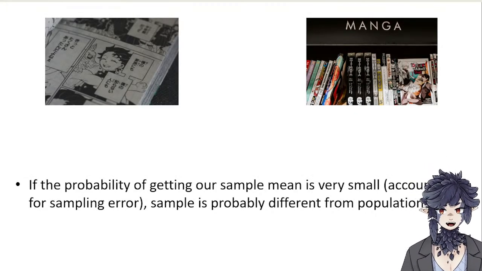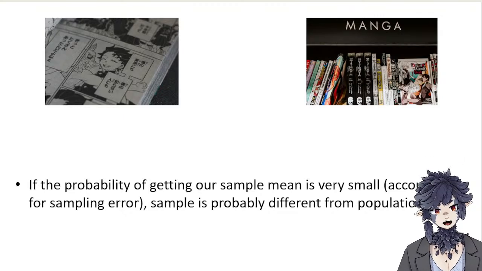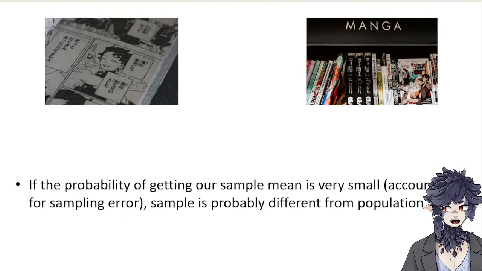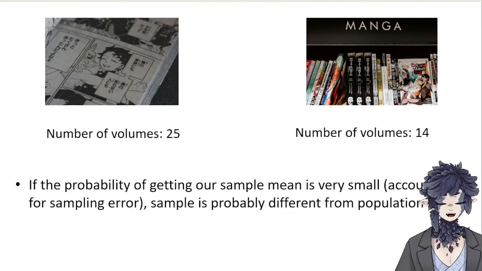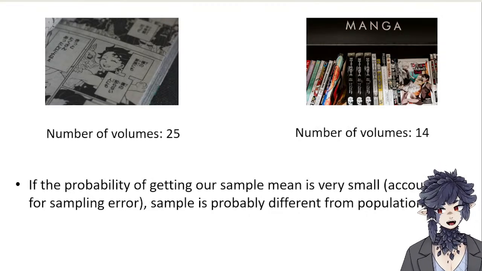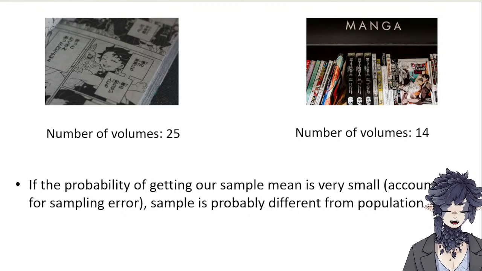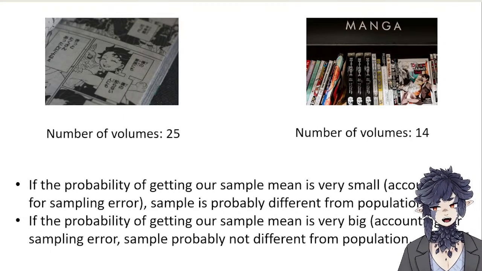Now, the way that we think about this in statistics is, if the probability of getting our sample mean is very small, after we account for the fact that samples are different from the population, so after accounting for sampling error, then the sample probably really is different from the population. So let's say, for example, the average shonen manga is about 25 volumes long, and the average manga in general is only about 14 volumes long. It seems very unlikely that shonen manga are equal length to regular manga. In that case, because there's such a big difference, I might conclude shonen manga are indeed longer than other manga. But let's say that difference is pretty small.